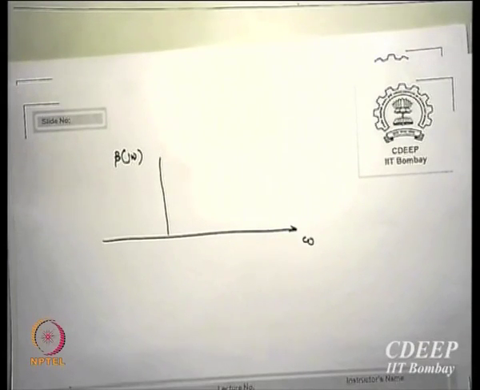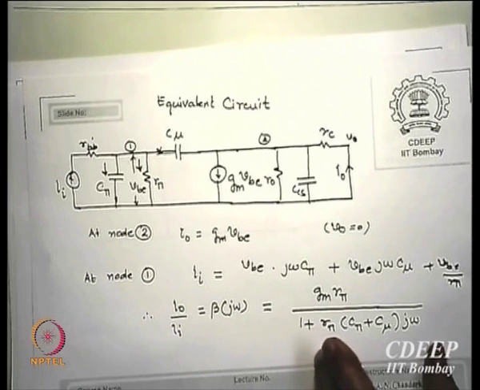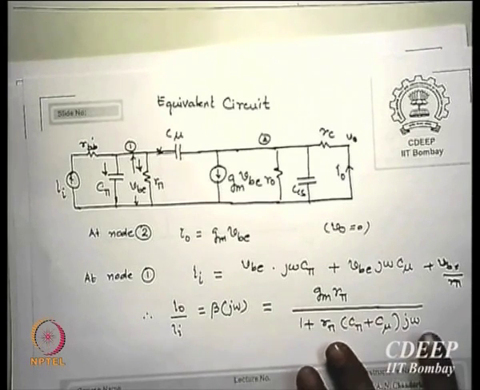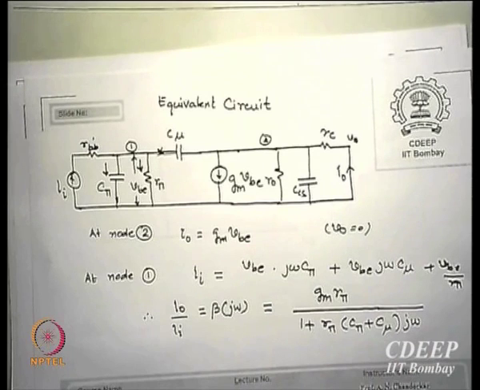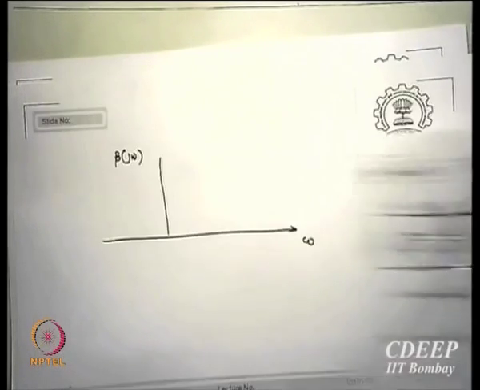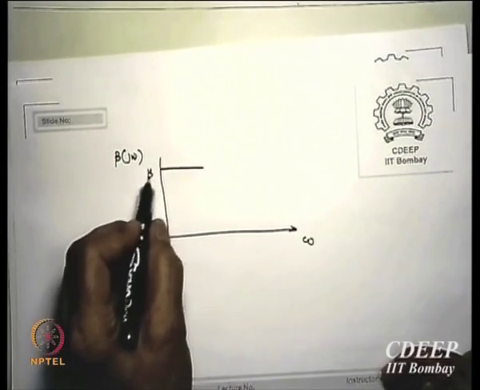What will happen? You start looking at these expressions. If omega is much smaller, this term will be smaller than 1, because C pi and C mu are femtofarads and R pi is kilo ohms only. Is that correct? At higher frequency, this term will start dominating, but for lower frequency, 1 will dominate. So, how much is the gain at very low frequencies? Gm R pi, which is beta 0. So, at low frequencies, gain is roughly beta 0.